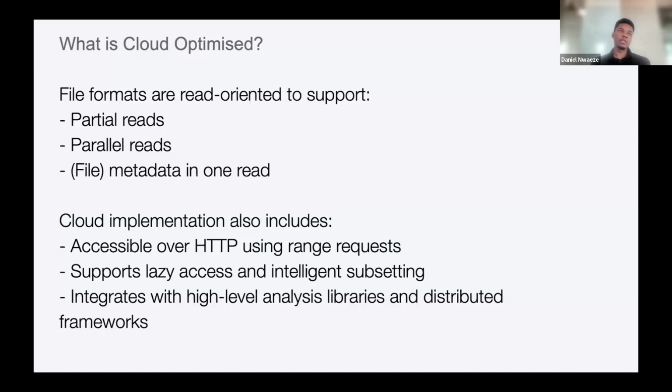So with cloud optimized formats like Zarr, we are able to know the metadata of the files. Some of these formats or data sets provide functionalities for reading file metadata and knowing what exactly the file or the data set that you're working with is. And it's accessible over HTTP using read requests. So basically, you can get cloud optimized data sets on the net, and it supports lazy access and intelligent subsetting. Lazy access means you don't need to load every single part of the data. You can load the data portions that you need and work with it, and it integrates with high-level analysis libraries.